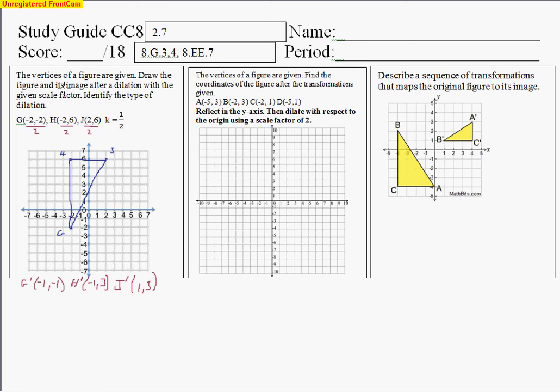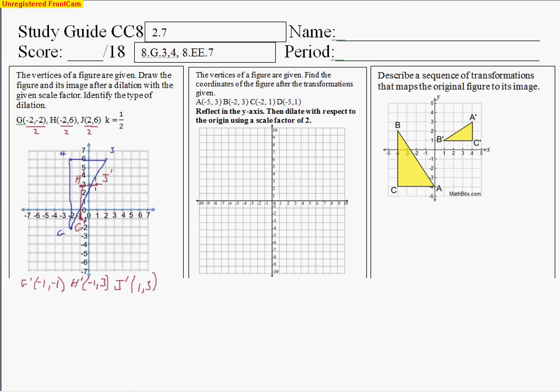So now they're asking me to go ahead and draw that as well. So I go over 1 space, down 1 space, that is G prime. And then over 1 space to the left, but up 3 gives me H prime. And J is over 1 and then up 3. That is J prime. So there we have it.